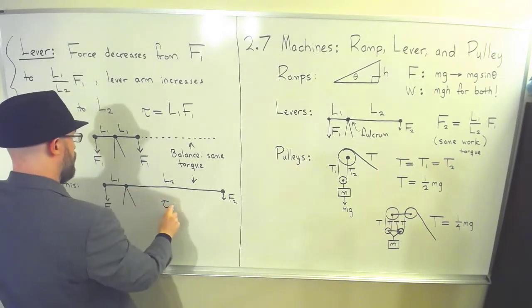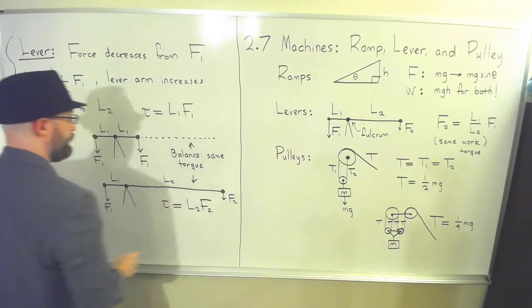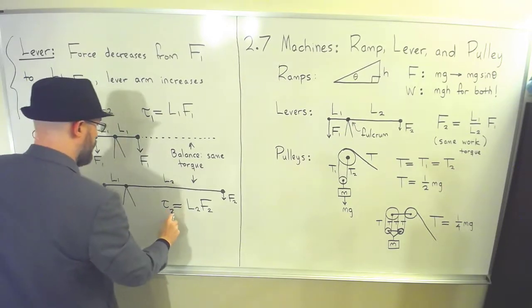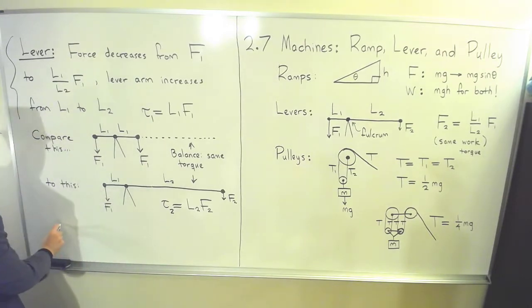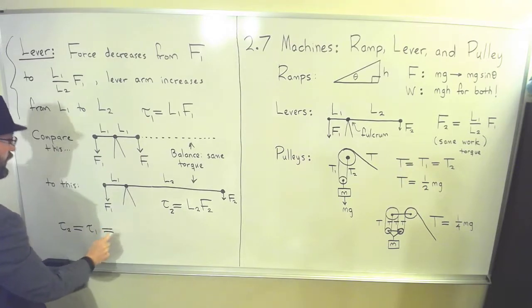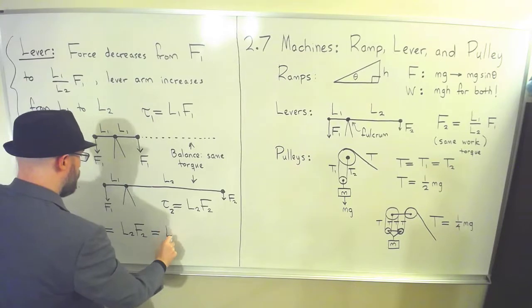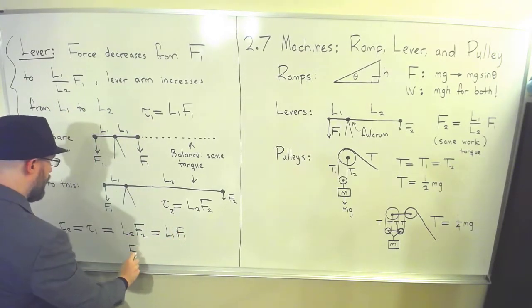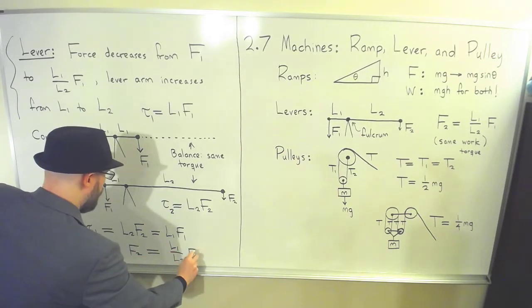Here the torque is L2 F2, and those torques have to be the same. So I could call this torque 1, I could call this torque 2. And so if torque 1 has to equal torque 2, I'll actually write it in the other order, torque 2 equals torque 1, then this says that L2 F2 equals L1 F1, and then I divide both sides by L2, and so this says F2, the force I have to apply now, is L1 over L2 F1.